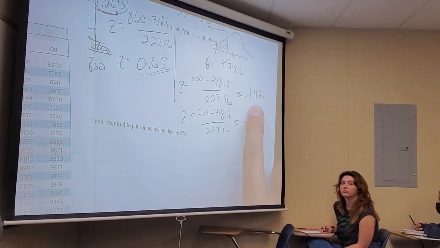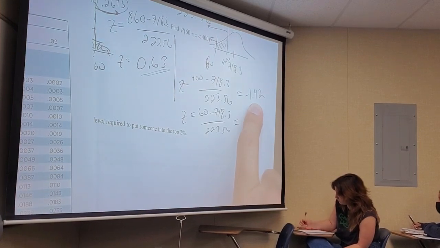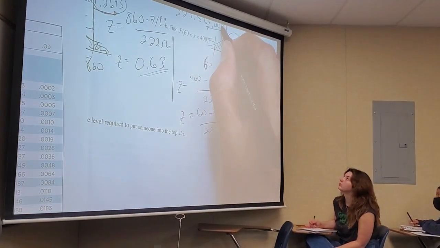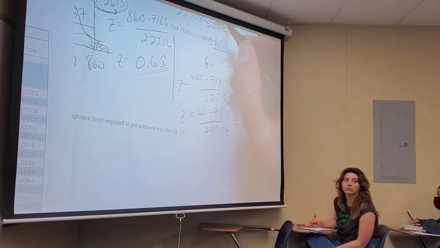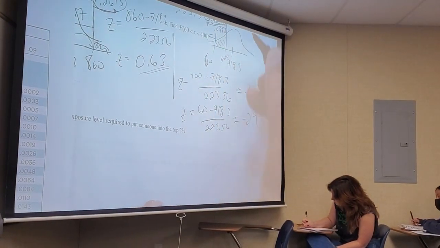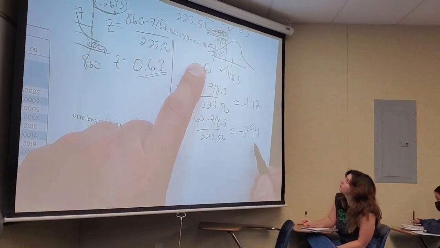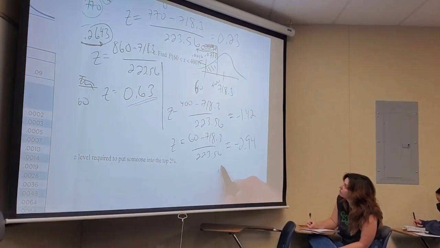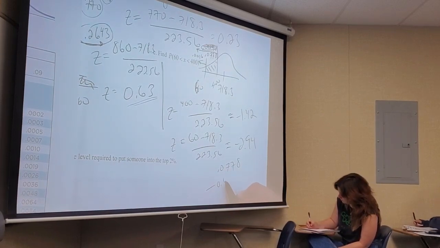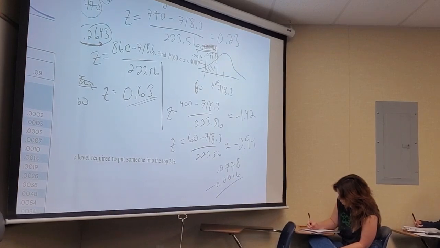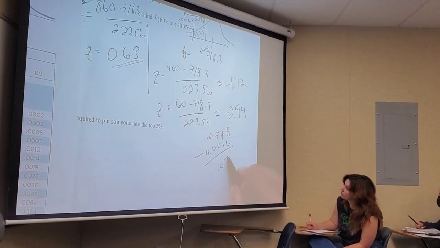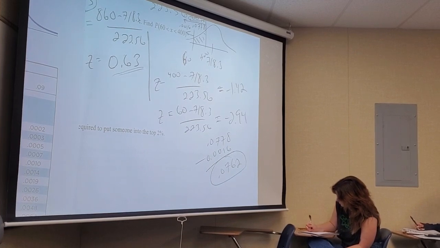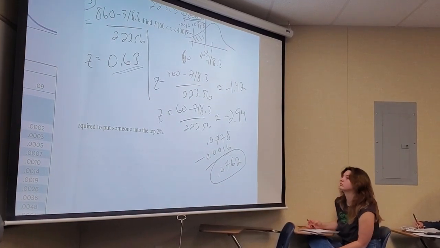So what do you get when you look up negative 1.42? What's that area? 0.0778. And what about for negative 2.94? 0.0016. So I want to take 0.0778 minus 0.0016. If I do that, I get 0.0762. Okay, I like it.